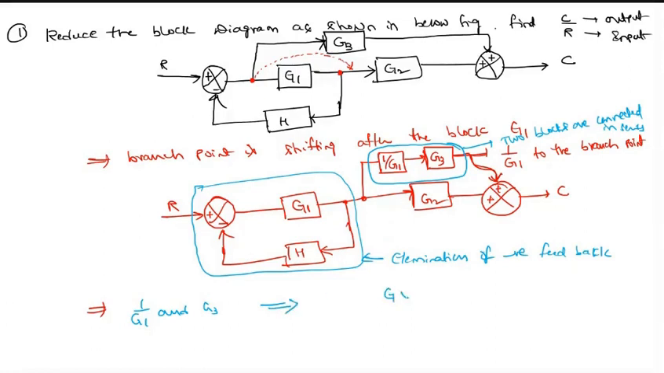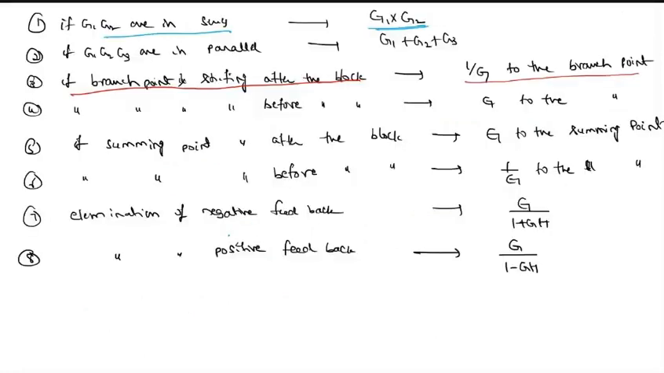as G3 into 1 by G1. Therefore, it may be written as G3 by G1. So instead of this, you can write G3 by G1 directly. Now coming to the loop, this is a negative feedback loop. For the negative feedback loop, I already gave the formula: elimination of negative feedback equals G by 1 plus GH.